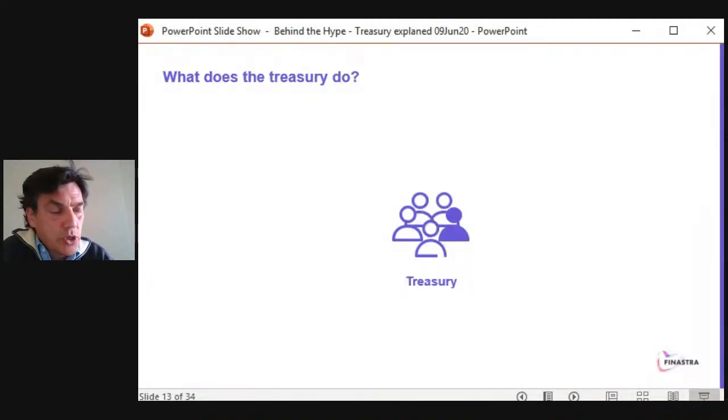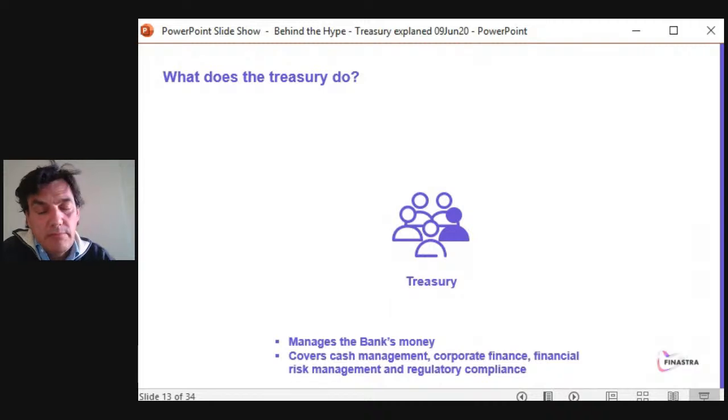So the Treasury is at the heart of the bank, and I'm always back to that. So the first thing that the Treasury is doing is managing the bank's money. Exactly the same you are doing with your own money. You have a bank account, you are managing your own money. You are your own treasurer. So that's the first thing.